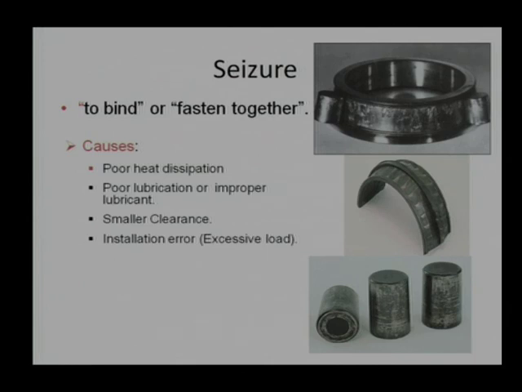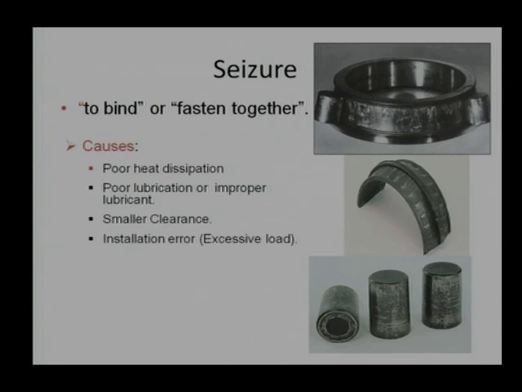What are the causes for this? We say that there are a number of possibilities. Heat generation is high, the coefficient of friction is high, and the system doesn't have the capability to dissipate that heat, to transfer that heat to the environment. If it doesn't have that capacity, what will happen? There will be a continuous increase in temperature.